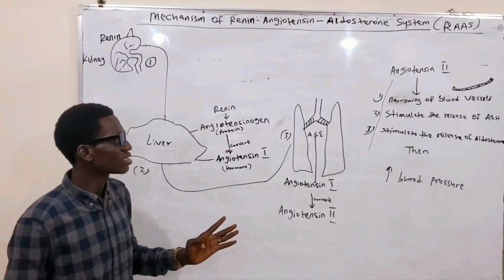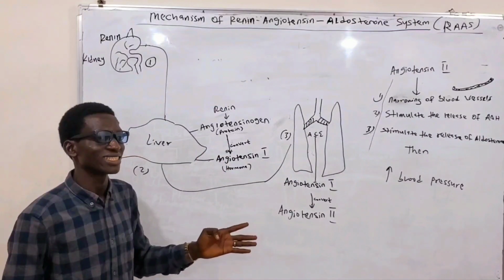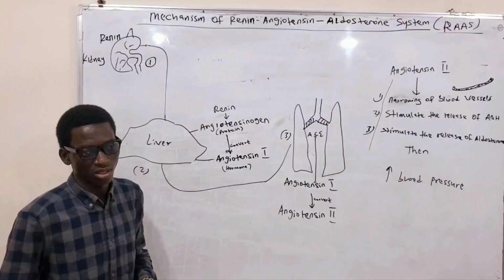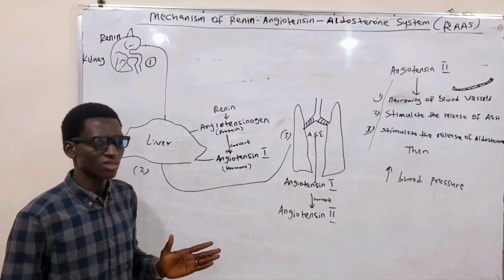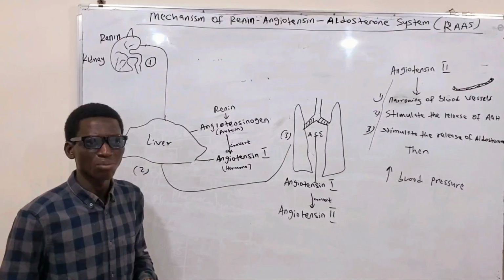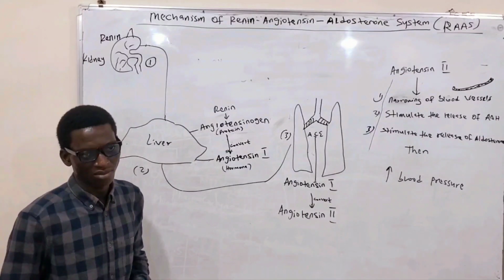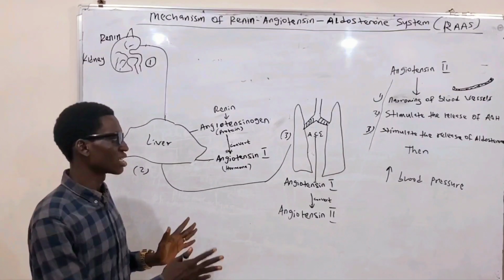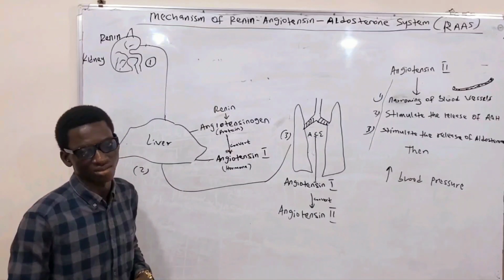And these are the three ways that angiotensin 2 brings about increase in blood pressure. And that is how blood pressure rises in the body. Note, this mechanism is something you need to be conversant with, especially if you want to know the mechanism of action behind drugs used in management of hypertension. This is what we call the mechanism of RAAS, Renin-Angiotensin Aldosterone system.